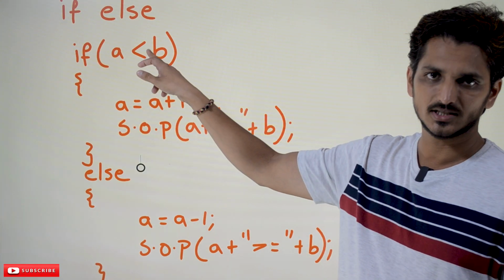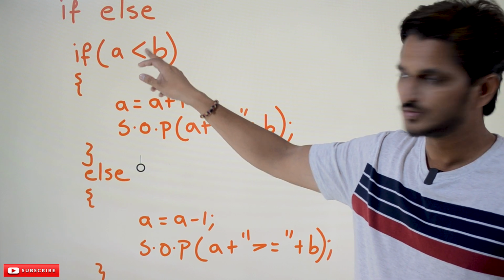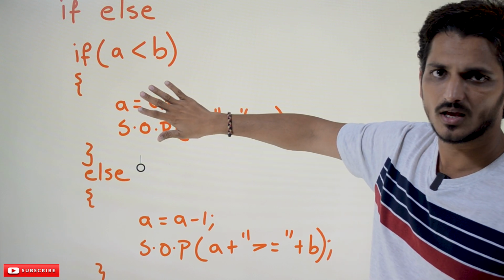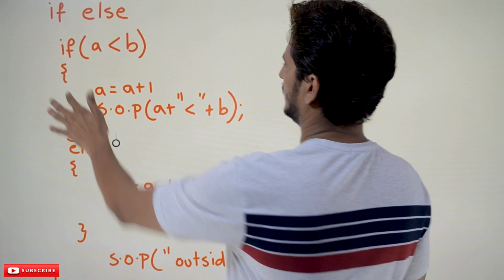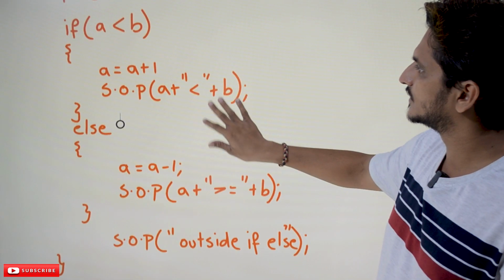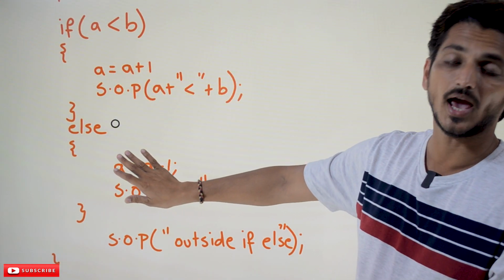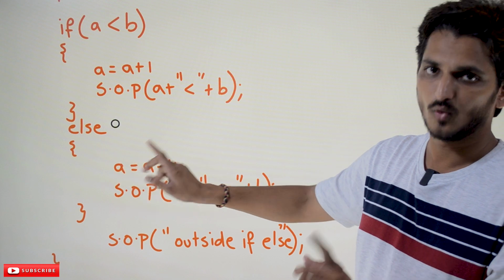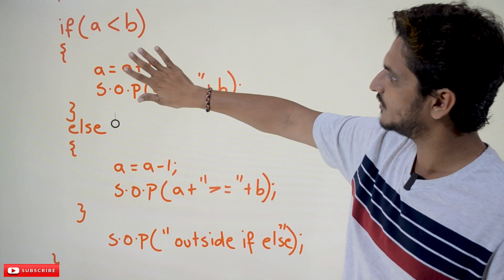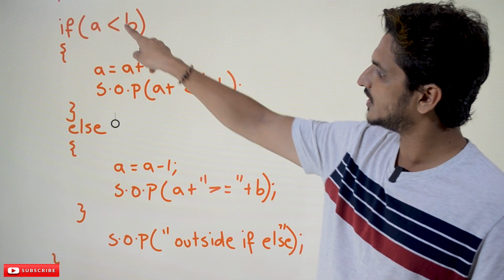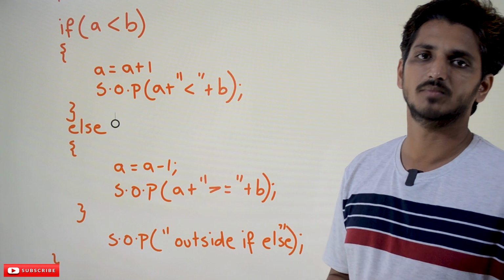If the condition is satisfied, which means the if condition is true, it is going to execute the if body. After that, it will not go to the else body. Only one of these bodies will get executed. If the condition is true, this body will execute. If the condition is false, the else body will get executed. That is what the if else condition means.